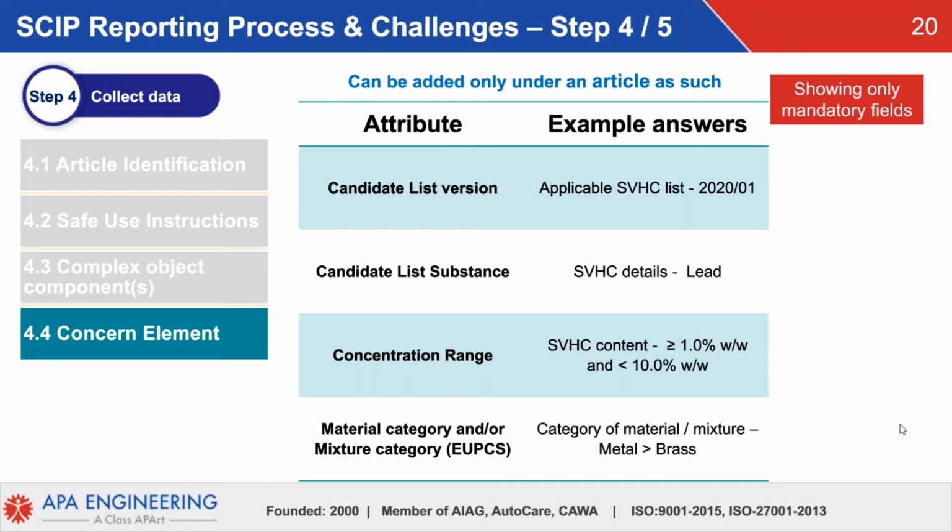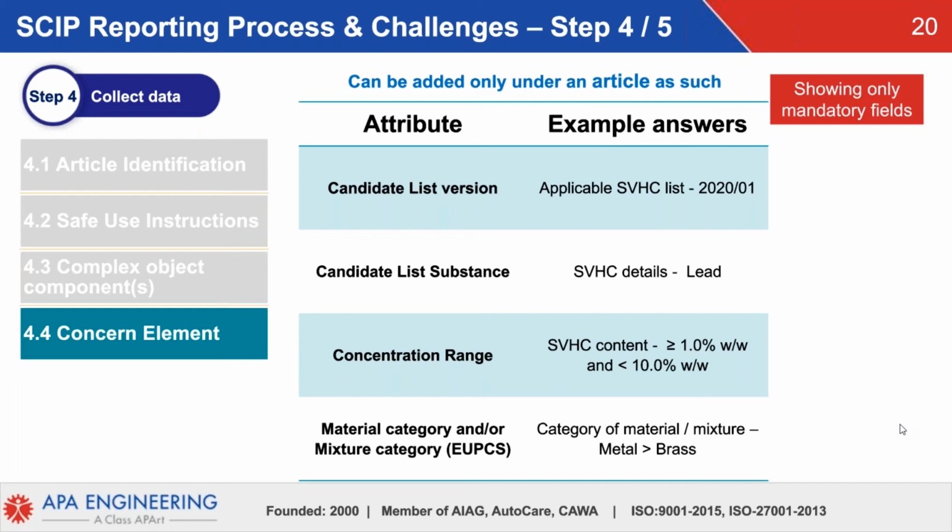Then this talks about the concern element, where there are 4 mandatory fields to be filled. First attribute is the candidate list version. Simple, it is a drop-down list, so one can select. Now it is running as 2020 first off. Second one is the candidate list substance. You can choose or enter the CAS number or type in the substance name.